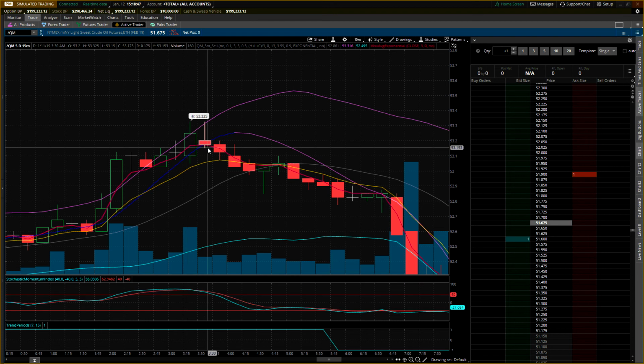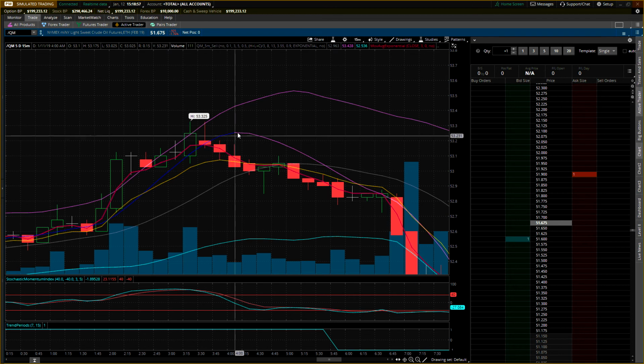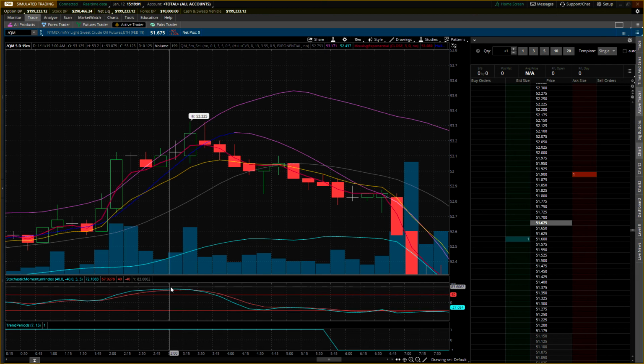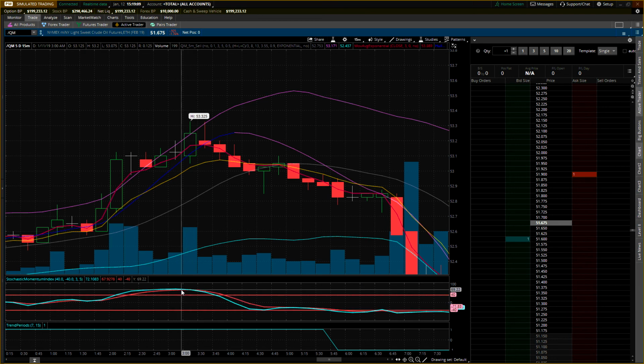Now, since we see the 3 EMAs moving over the whole moving average here, and a little bit later, within another 30 minutes, we see the whole moving average change color, we also want to look at the momentum. In this case, momentum is really high, right? It's way above this 40 line. That's good. We want that.